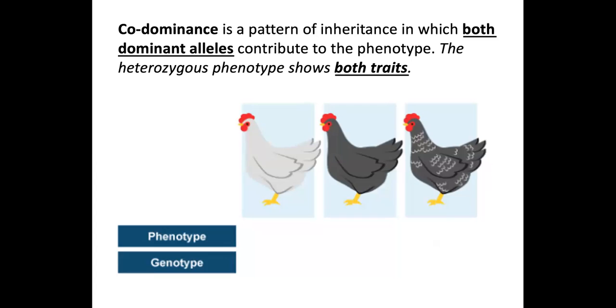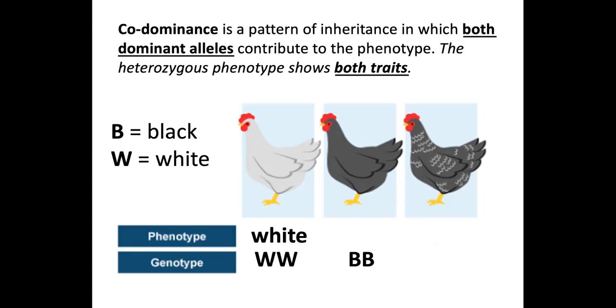So for example, the phenotype of this chicken would be black and white. You got to drop the mixture because it's not a mixture anymore. It's both. Okay, so black and white, or it could be a checkered chicken. Okay. Now we have to come up with the genotype. So what would we put for the white chicken? WW, and the black BB, and BW. Okay.